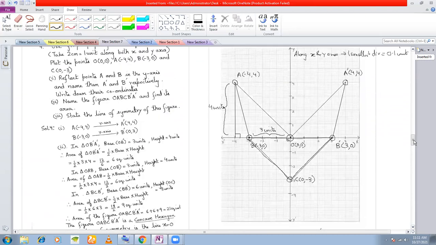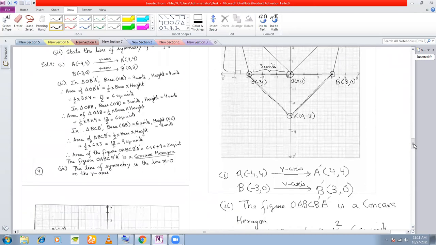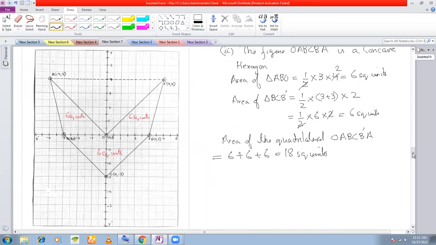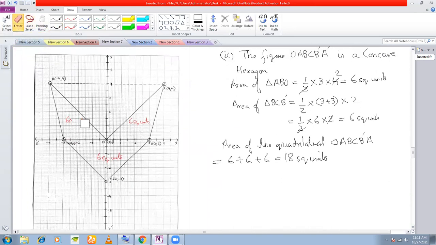The third question is, state the line of symmetry of the figure. Okay. What do you mean by line of symmetry? Line of symmetry is that straight line which divides the figure into two parts such that one part is the mirror image of the other, right? So if you see here, this line divides the figure into two symmetric parts such that one is the mirror image of the other, right?